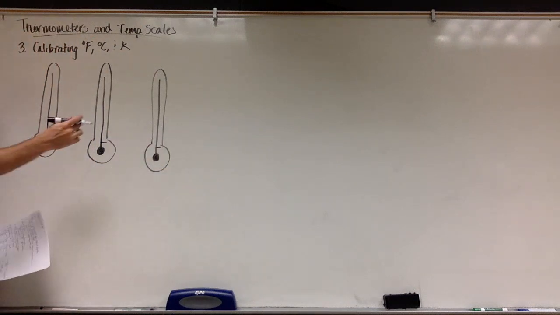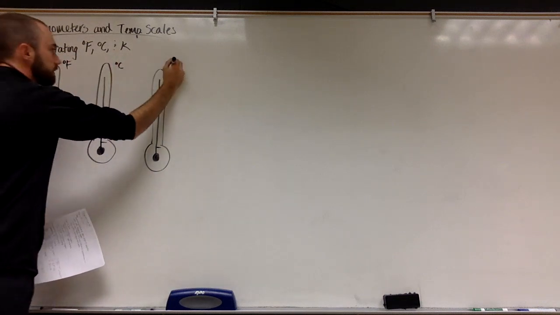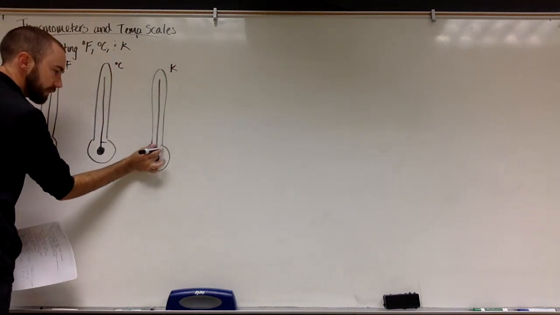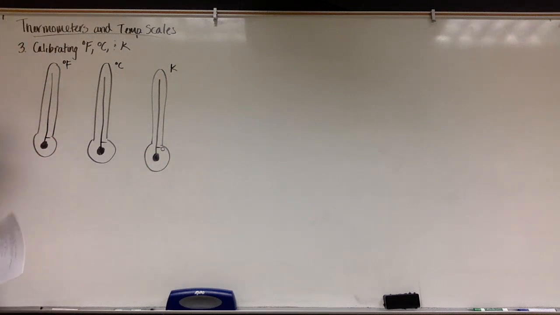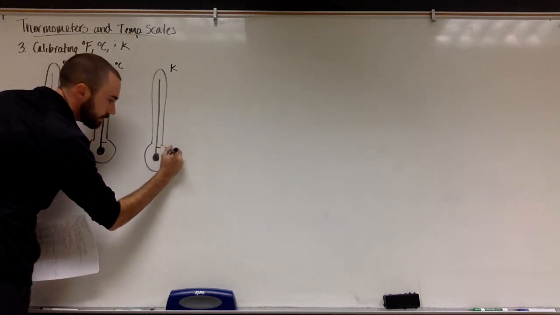So at each of these, what's great, if we make this Fahrenheit, make this Celsius, make this Kelvin. What's great about Kelvin, 0 is 0. Very cool. For Celsius, hold on, let me put that outside.